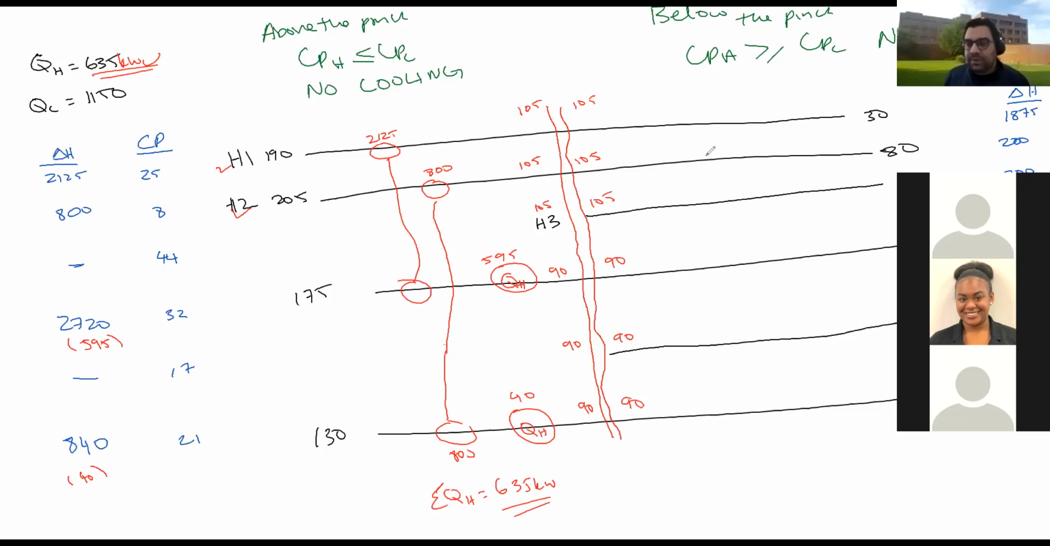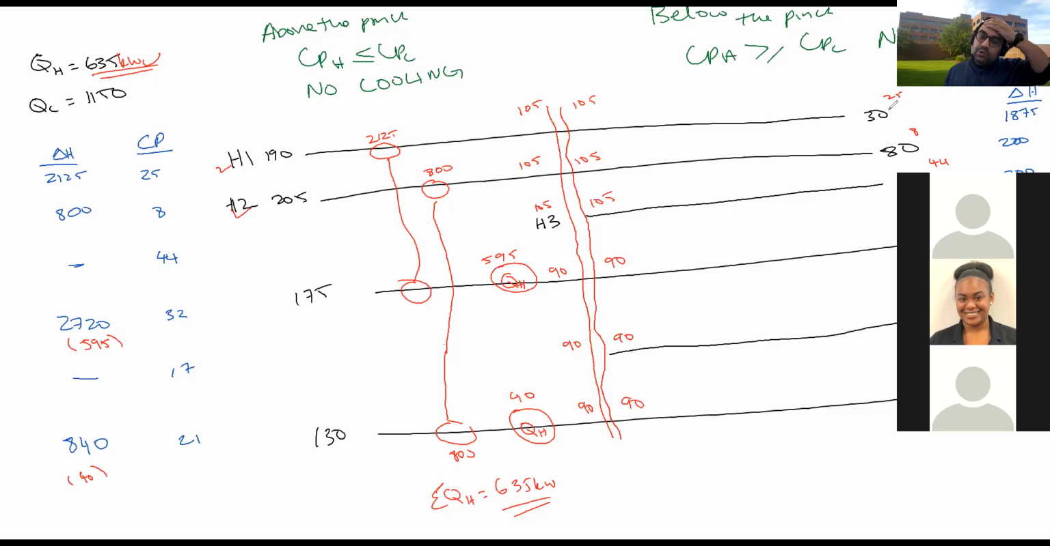Okay, let's have a look below the pinch here. So in this case, CP hot has to be greater than CP cold. So let's compare the first hot stream to my first cold stream. H1 has a CP of, let's write the CPs here, 25, 8, 44, 32, 17. Okay, so let's have a look, 25 to 32. CP hot greater than CP cold? No, so I can't really connect these two guys.